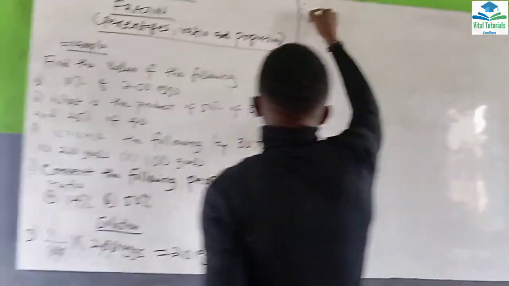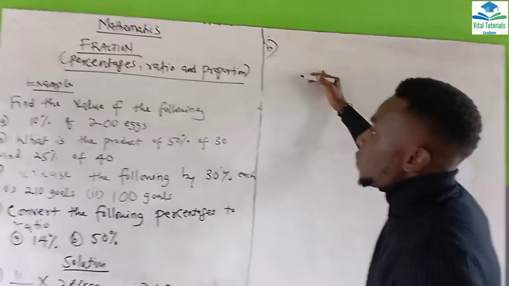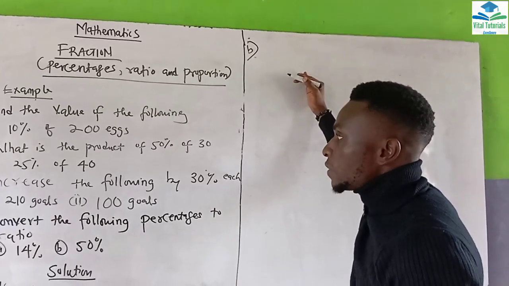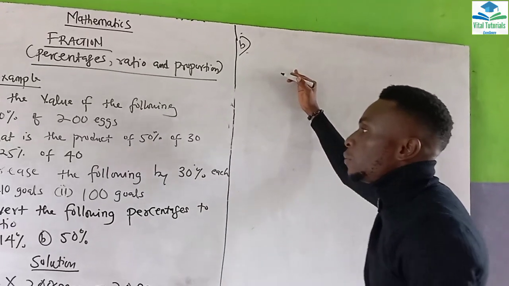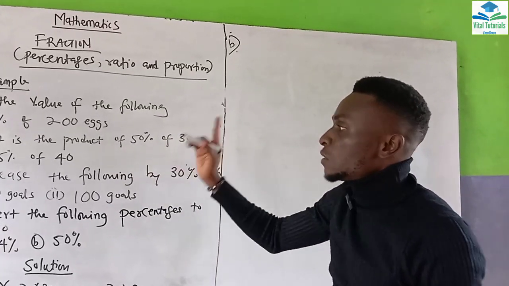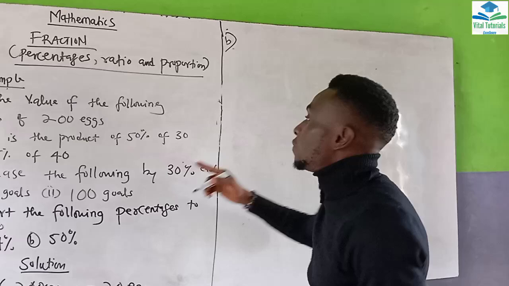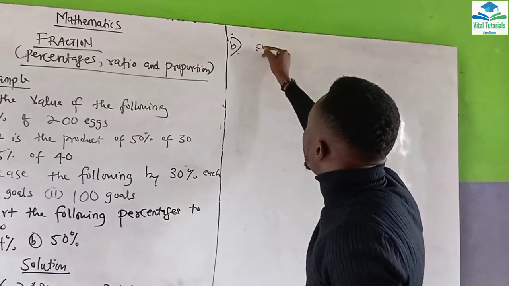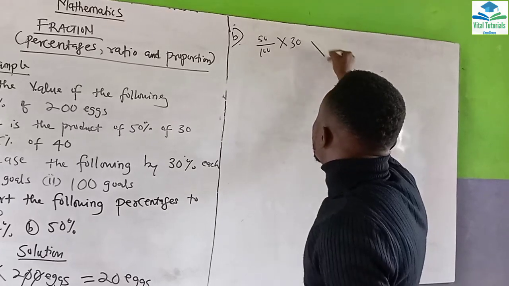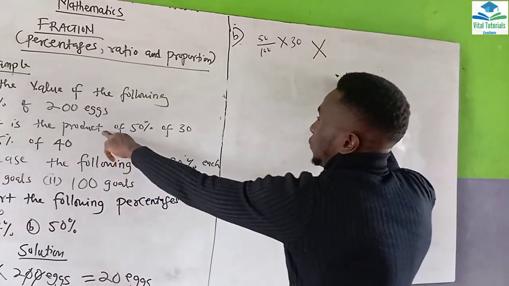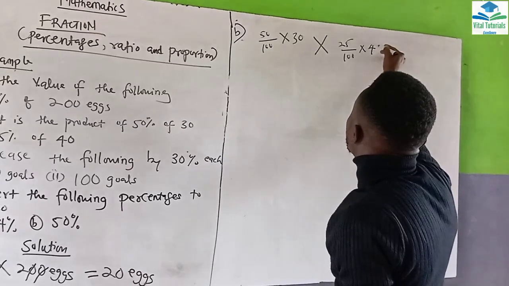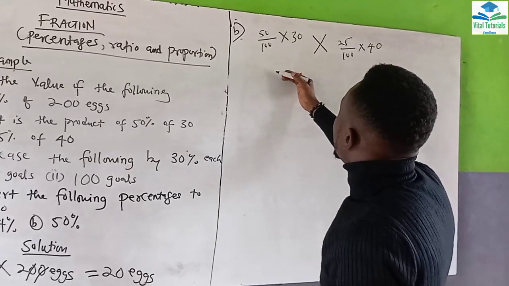Now you go to the B part. Let's continue here. B is: what is the product of 50% of 30 and 25% of 40? Now, product means times. That means we are going to look for 50% of this, keep it, and multiply it by 25% of 40. Now, let's look for 50%. 50% of 30 times, that's product, 25% of what? 40.